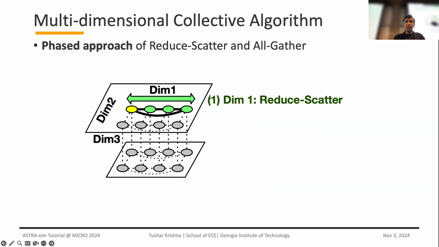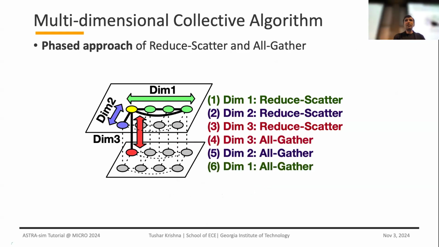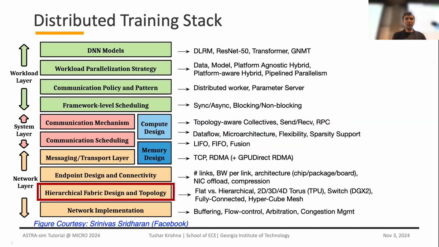I do a reduce scatter in the first dimension, followed by a reduce scatter in the second, followed by a reduce scatter in the third dimension. Again, on a torus, you would do it on one of the rings, followed by the next, followed by the next, and then do an all gather in reverse. That way you would again end up utilizing all of the links and get back the topology awareness. This is what a lot of the collective communication algorithms try to do. And so this is the system layer. So this is all software, right?